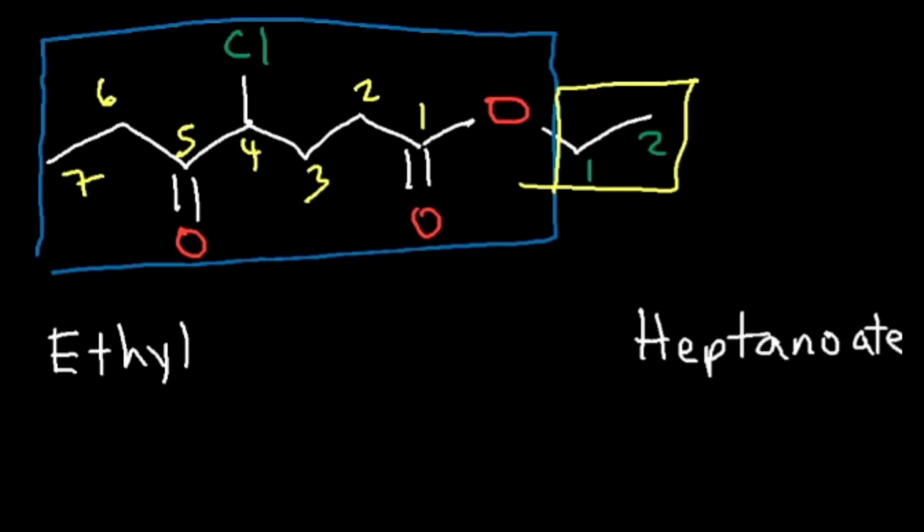Now we have two substituents. We have a chloro group on carbon 4. And what is a ketone as a substituent? A ketone is called oxo, O-X-O, and that's on carbon 5, but we need to alphabetize it. C comes before O, so it's going to be 4 dash chloro dash 5 dash oxo heptanoate. And so that's how we can name this particular molecule.